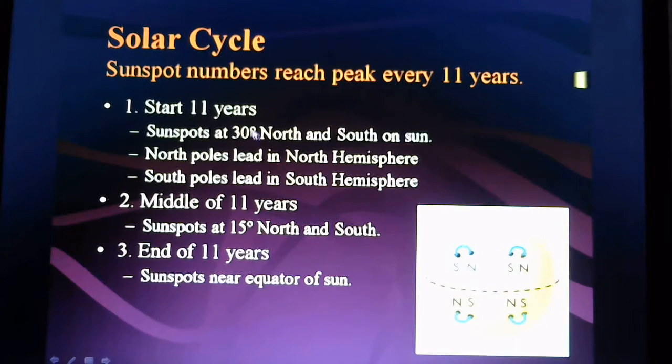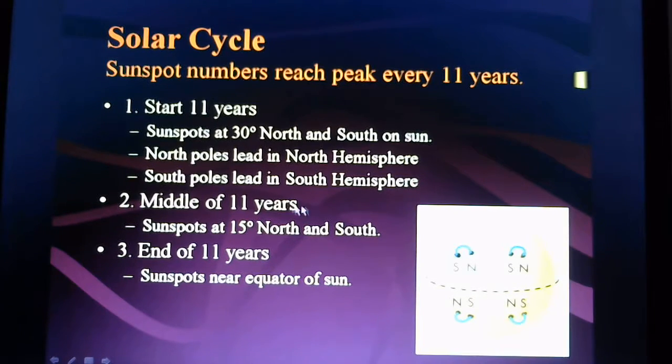That just means that's where most of them start to show up, typically at 30 degrees north latitude and south latitude on the sun. So they're showing up way up here, and in the beginning of a solar cycle, the north magnetic pole sunspots are leading in the north hemisphere, and the south magnetic pole sunspots are leading in the southern hemisphere, like what the diagram is showing down here.